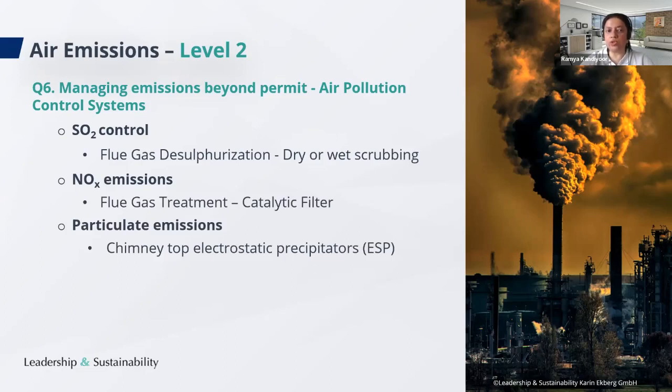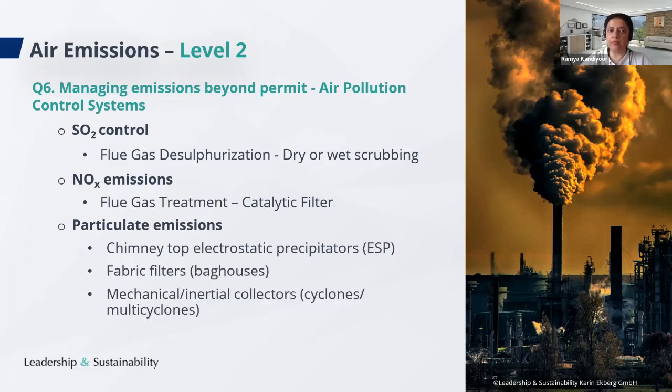Particulate emissions, you can use, we showed you the dust collection bags which can help you to control the dust that is generated, or you can also have electrostatic precipitators. Fabric filters, bag houses, or mechanical or inertial collectors. You can have your cyclones, multi-cyclones, etc. All of them will help you to control your pollutants in terms of particulate matter as well.